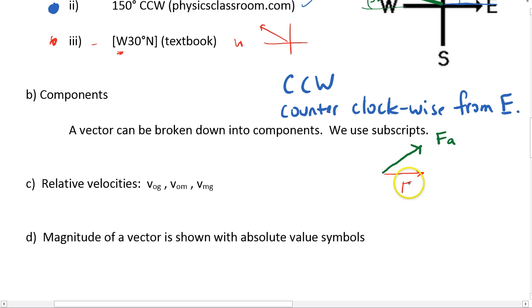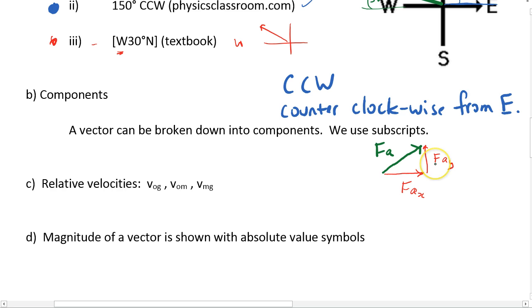So I would write FA with a subscript x, and this is the amount that it goes in the y direction. So this would be FAY. Okay, and it might actually be easier if I draw my original FA over here so there's just a bit more room for everything to be seen. There we go. So what we say, if this is the original vector, these two are components.